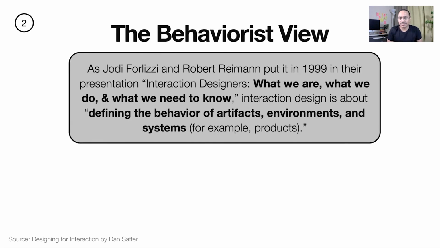So one is the technology centered view. The second is the behaviorist view. That means defining the behaviors of the artifacts, environment, and system. We learned about these five dimensions, like the physical space, right? That plays an important role. Where will the user interact with the product? What will the user do with the product? As a designer, we try to understand that. We try to understand the behavior of the user, when, where, and how he will use the product. So that is the behaviorist approach.